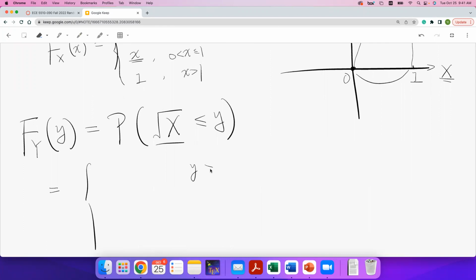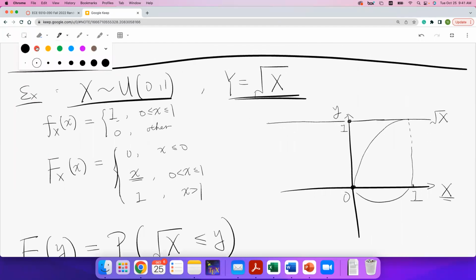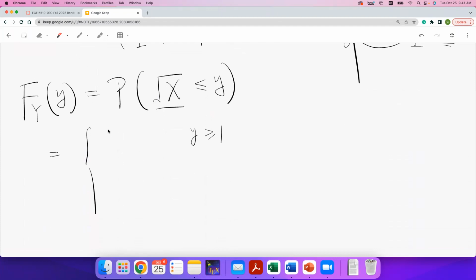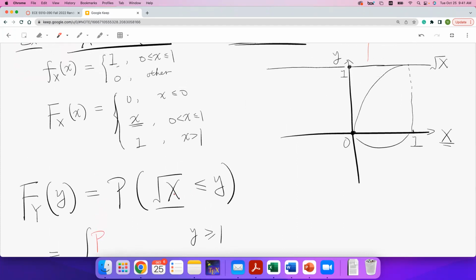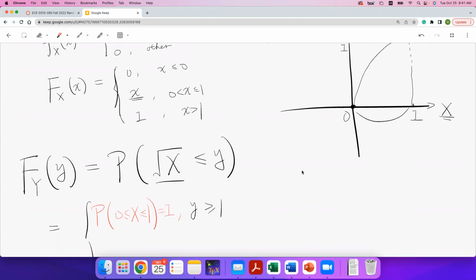The first case is y is bigger than or equal to 1. If y is greater than or equal to 1, then no matter what values of x we take, the square root of x is always less than 1, because x is between 0 and 1. So the probability is 1. This is all the values x can take.